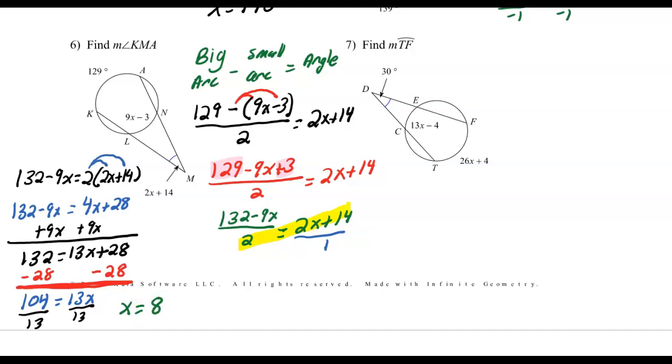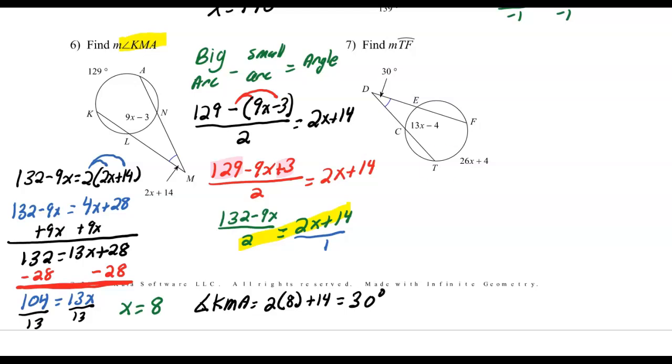Now I wanted angle KMA, if I look at the problem. So to find angle KMA, I'll plug 8 in for x. So 2 times 8 plus 14 gives me the final answer to be 30 degrees. If you want to pause and try problem number 7, please do so.